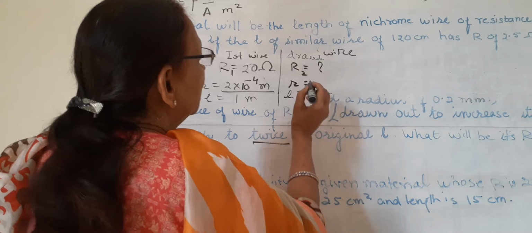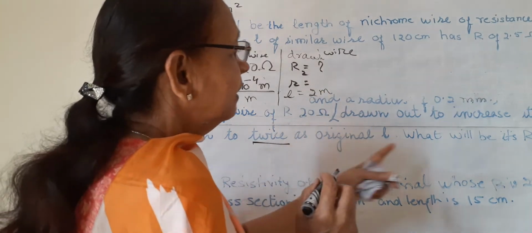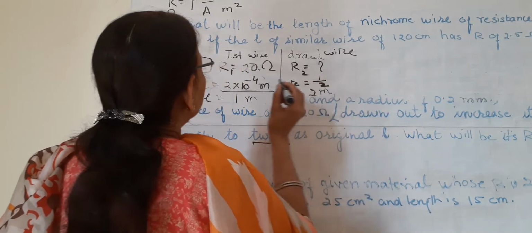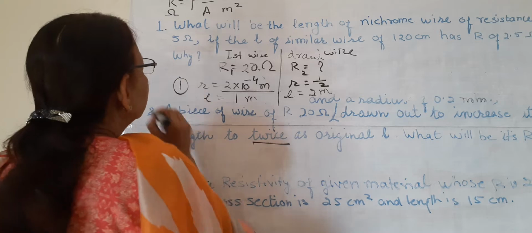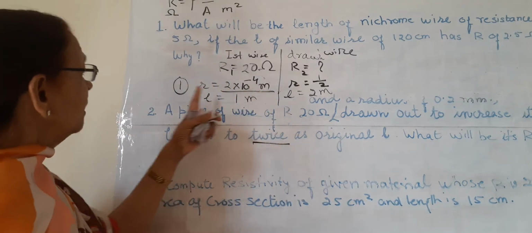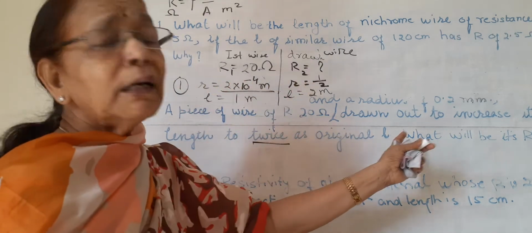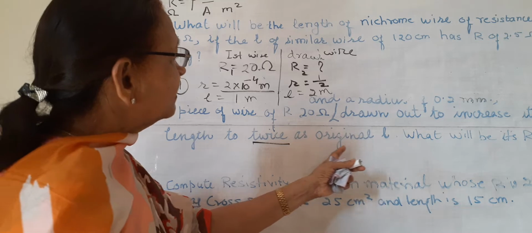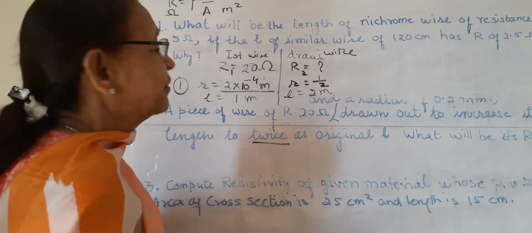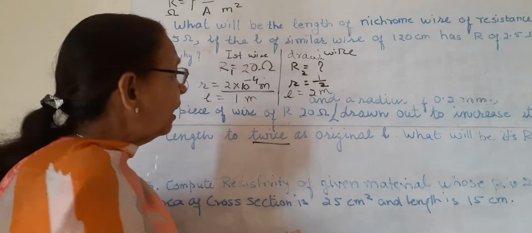So what is there? If the length is twice, then what will be the radius? Radius will become half. So we will take radius here. We will not take this numerical value of radius. We will take radius as 1, and when the wire is drawn twice the length, the radius will become half of the first one. So area of cross section will also be half.